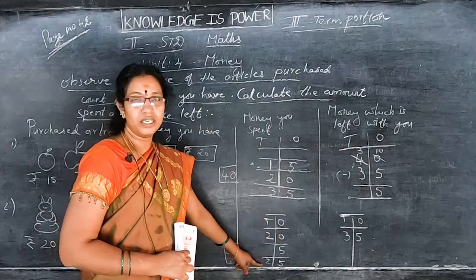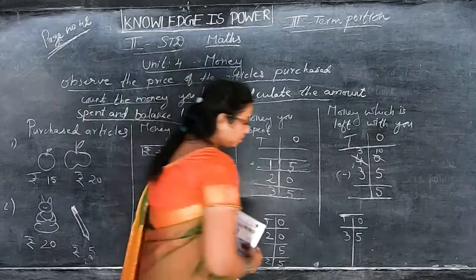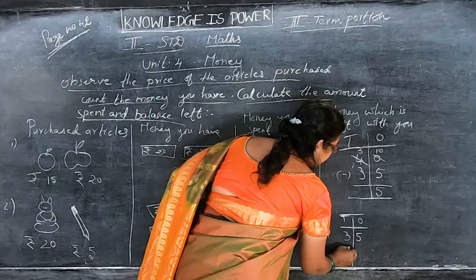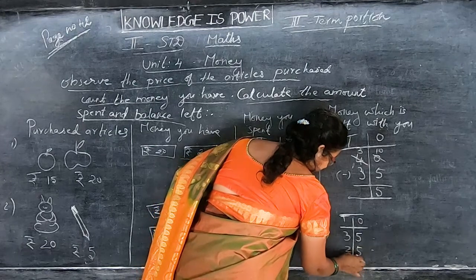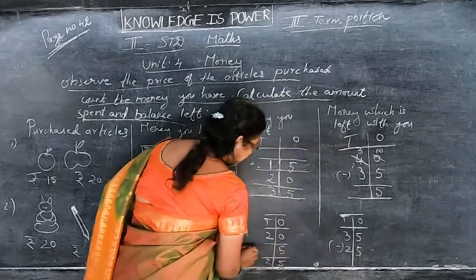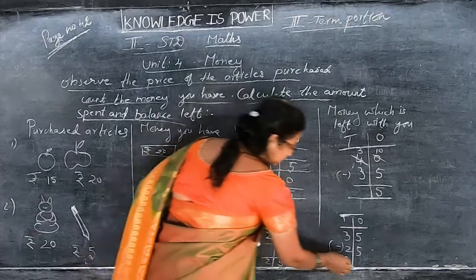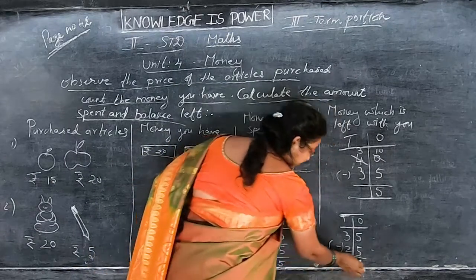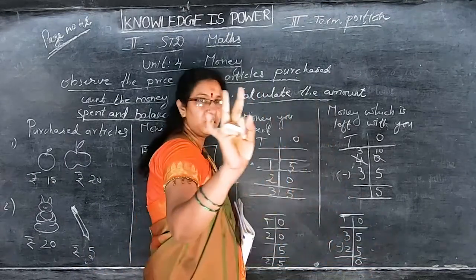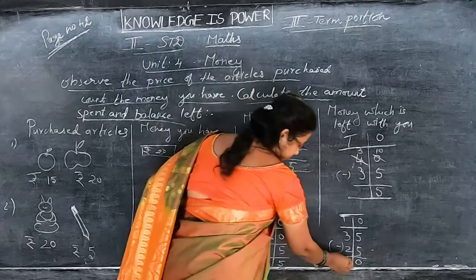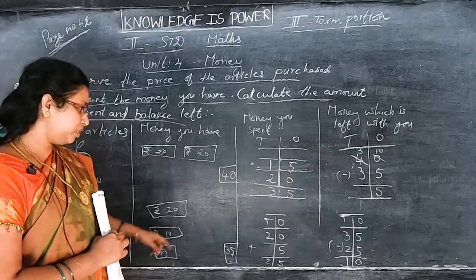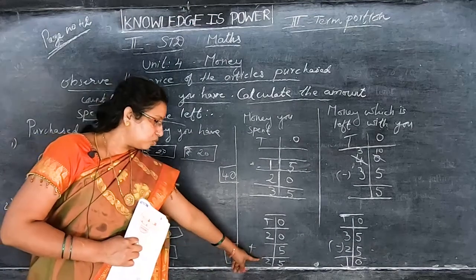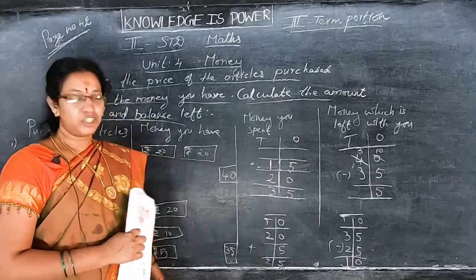The total amount for buying both toys: doll 1 and pencil 1. So, 25. This is minus. This is plus. See here. 5 minus 5, 0. 3 minus 2, 1. So he is having 10 rupees in his hand. 10 rupees is left. He bought with 25 rupees out of 35 rupees. So 10 rupees is in his hand.